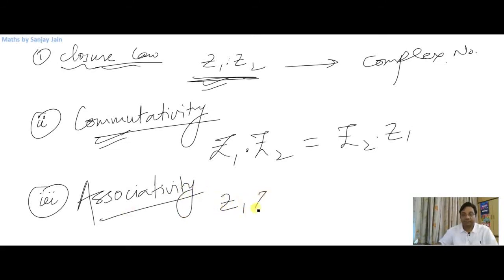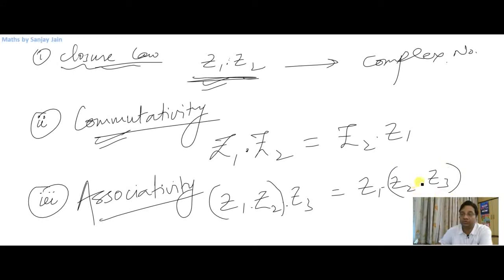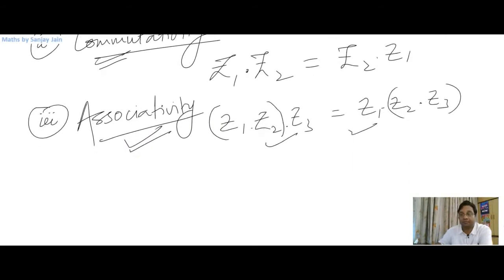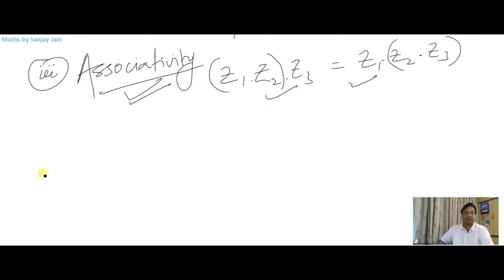So if I've got Z1 into Z2 into Z3, or if I say Z1 into Z2 into Z3, right? Both are the same. Hence the multiplication of complex numbers is associative in nature, right?